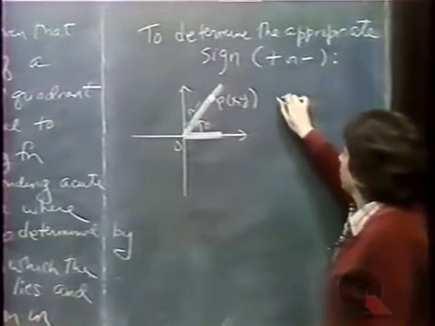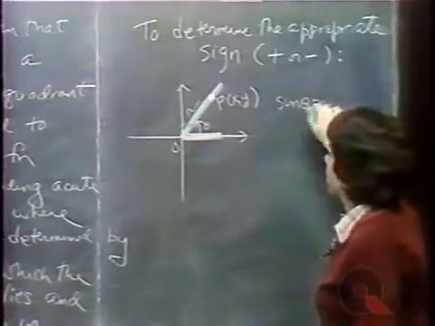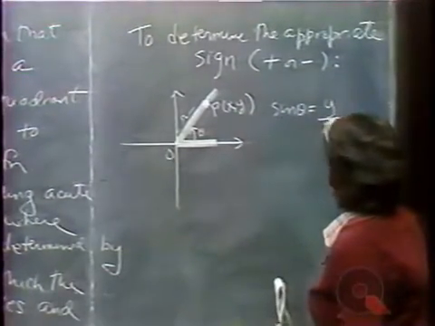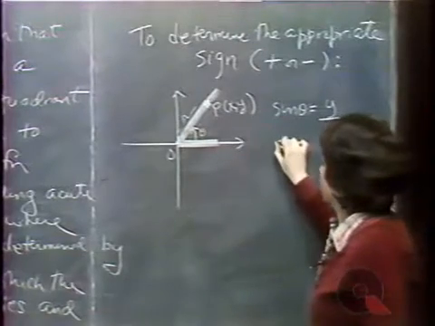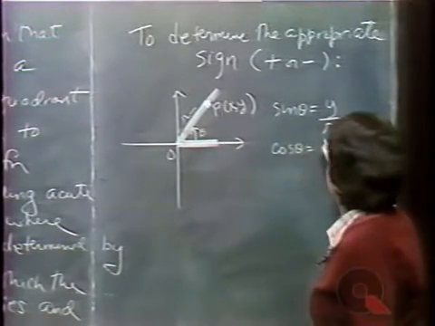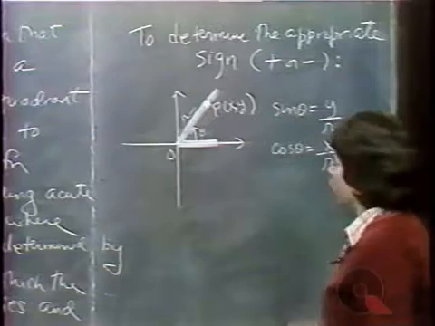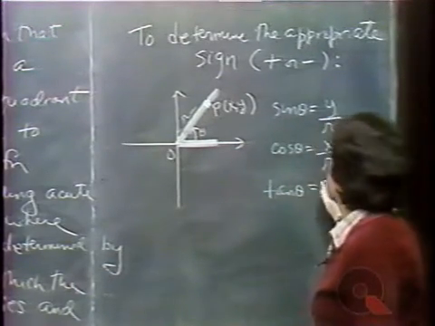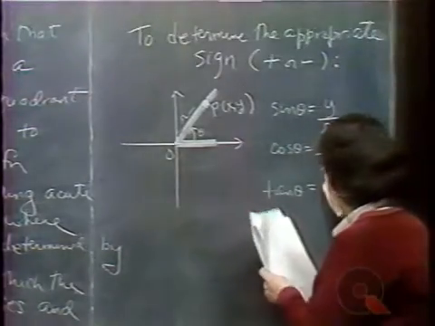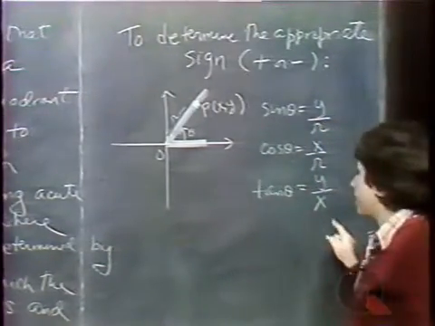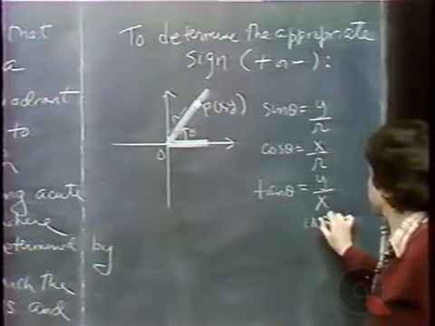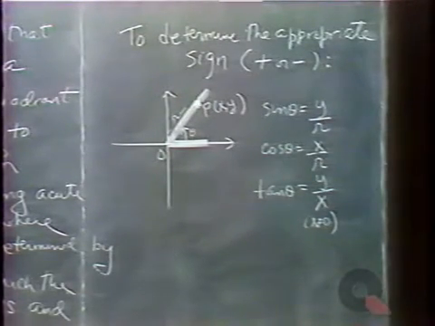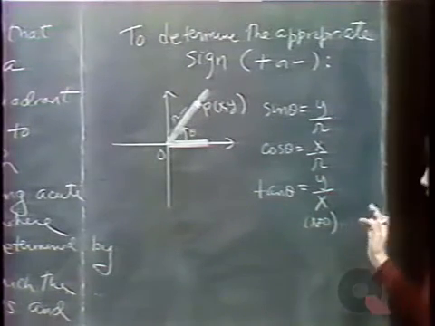Then, the sine of theta was defined to be the y-coordinate of this point over r. The cosine of theta was the x-coordinate of the point over r. And the tangent of theta was y over x, where we assumed that x was not 0. And we also had three other trig functions which were reciprocals of these.